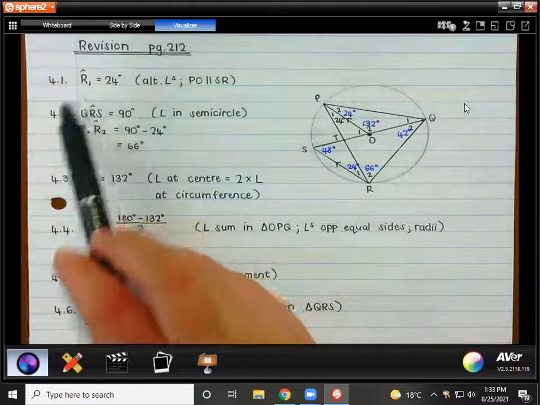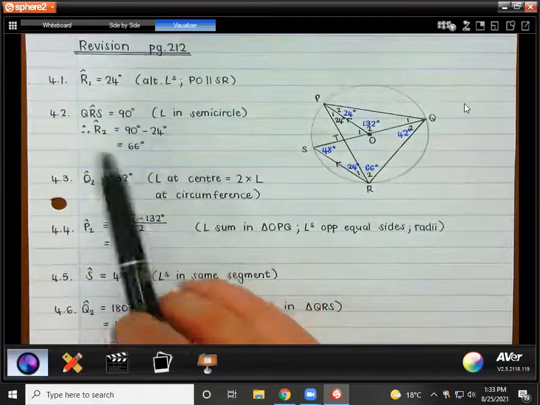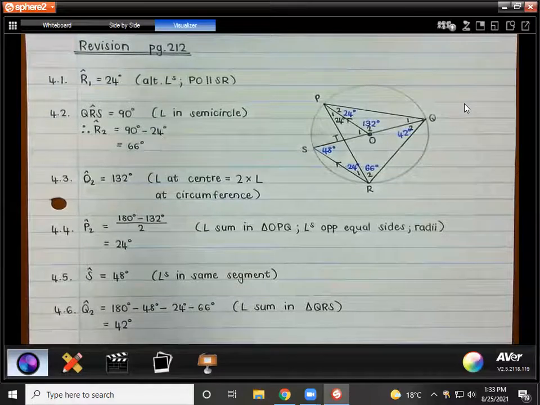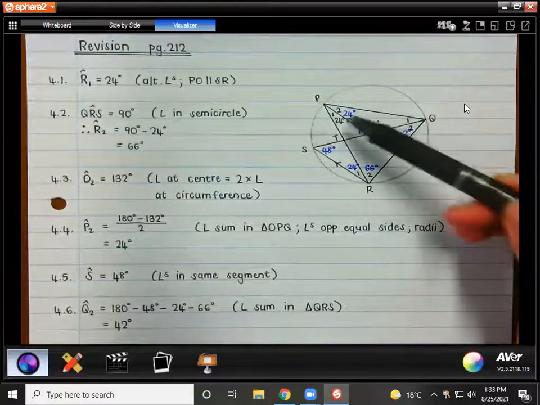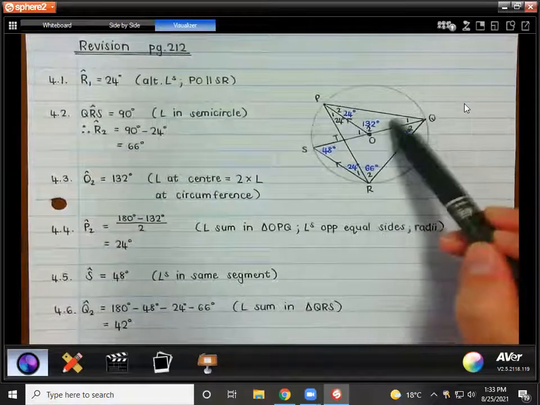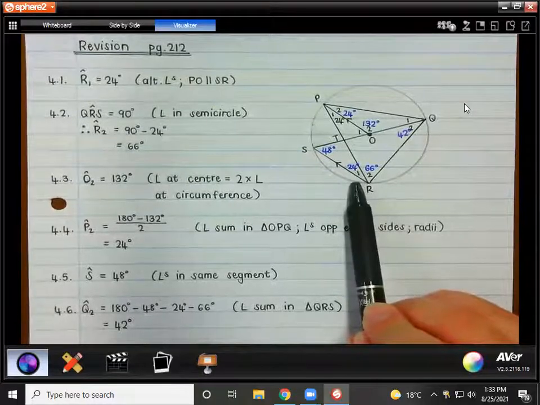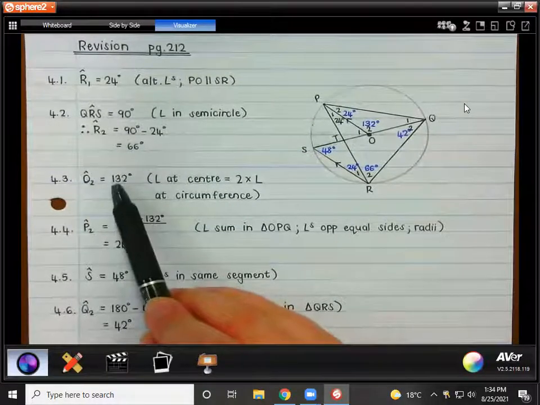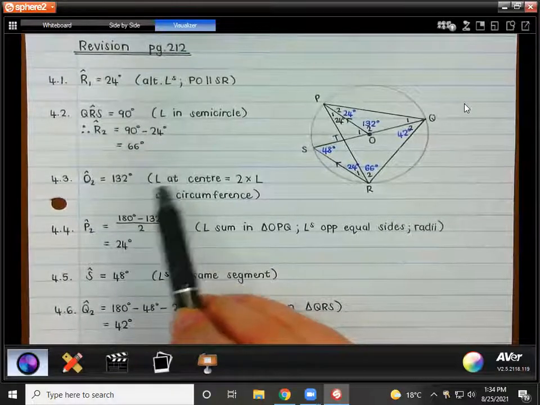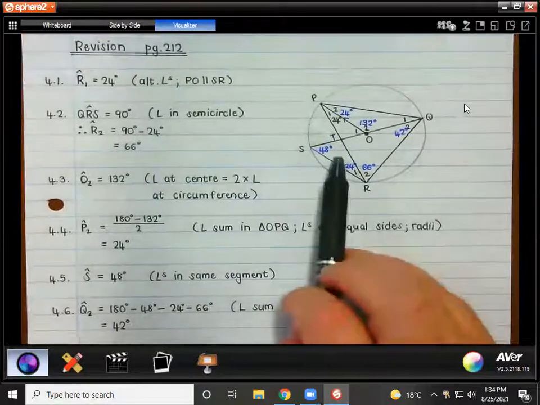Now, guys, you didn't have to write this step down separately. You could have just said R2 equals 90 minus 24. Or you actually could have just had R2 equals 66, but then you have to put angle in semicircle as your reason, because that's how you got the whole 90 degree angle there. Next question they asked us for O2, which we can clearly see is the angle at the center. So it has to be double R2, double the one at the circumference. So 66 times 2 is 132 degrees. Angle at center equals 2 times angle at circumference. So now we have that 132.